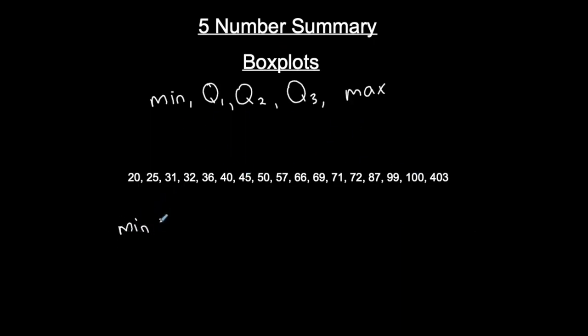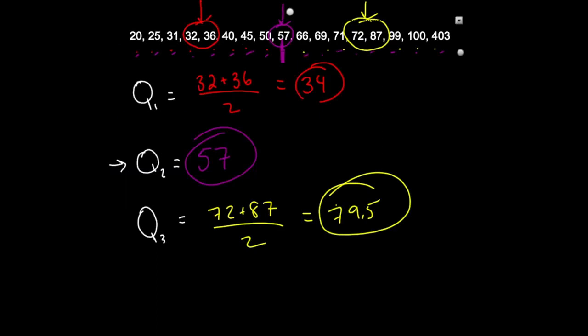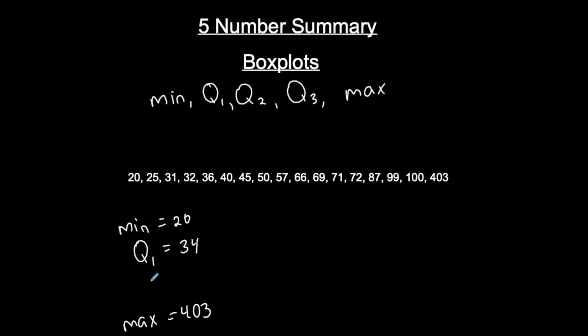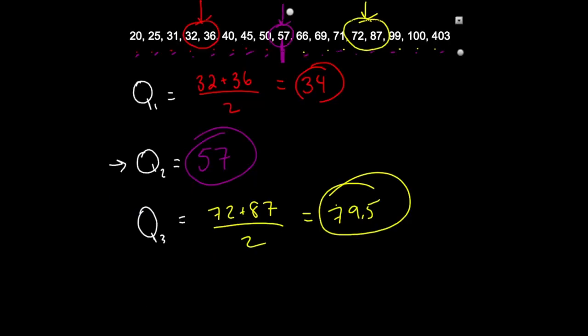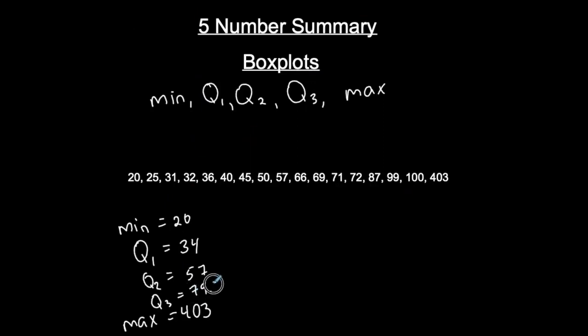Well, the minimum is the smallest number, 20, and of course it's already listed from least to greatest, so that's easy. The max is also easy, 403, that's the biggest number. Q1, we kind of already did. Q1 was 34. Q2, which was the median, was 57. And Q3 was 79.5. So this is my 5-number summary for this particular set of data.